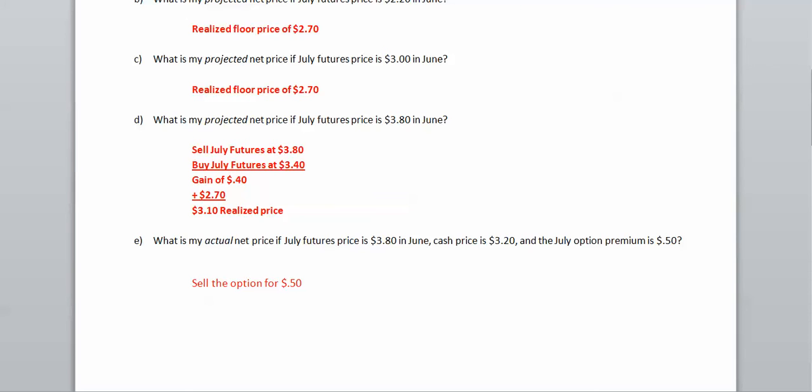We have our previous price of $2.70. Remember, we sold cash corn for $2.90, and then we bought the option for 20 cents. That left us $2.70. Now we sell the option back. We get to go ahead and put that 50 cents right on top of that $2.70. So now we have a realized price of $3.20.